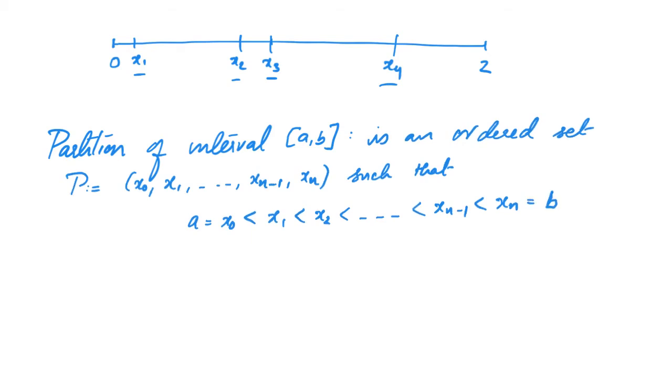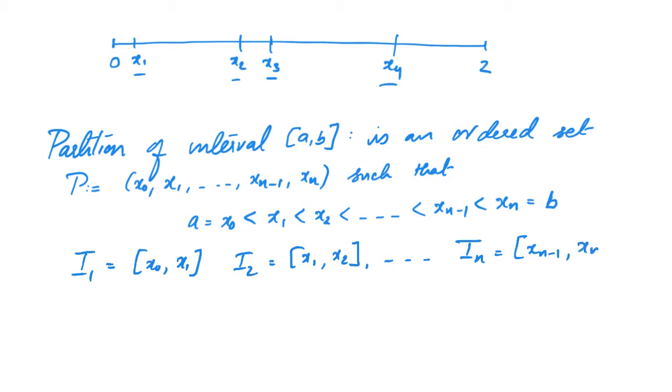These n plus 1 points split the interval into the following subintervals. I1 is equal to x0 to x1, I2 is equal to x1 to x2, etc. up to In is equal to xn minus 1 to xn. Because of this, we might also denote the partition P as the set xi minus 1 to xi, where i is going from 1 to n.